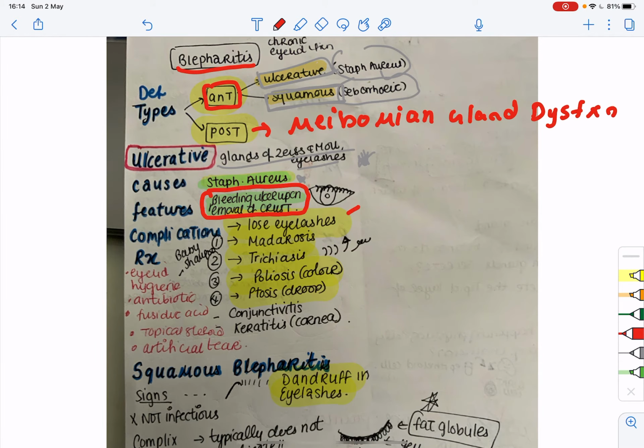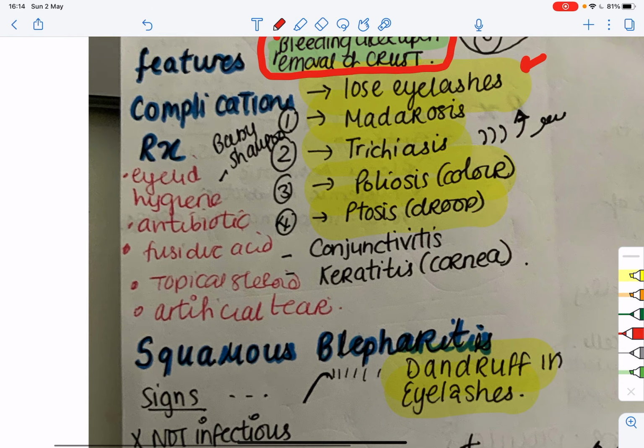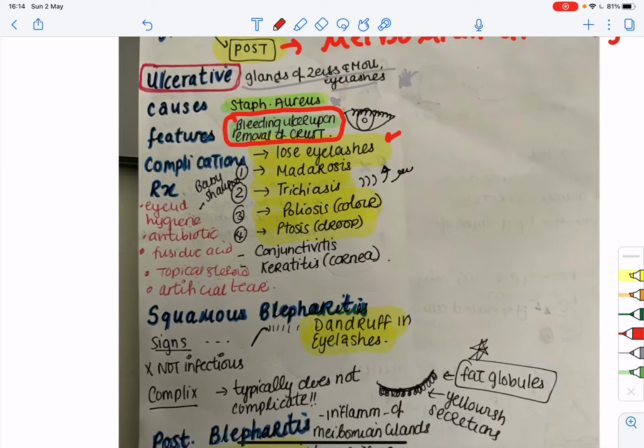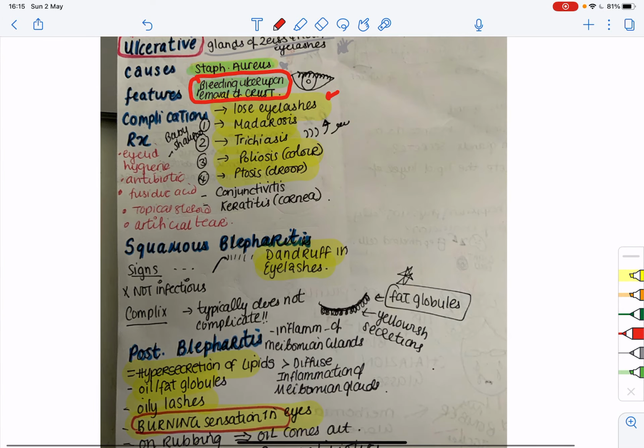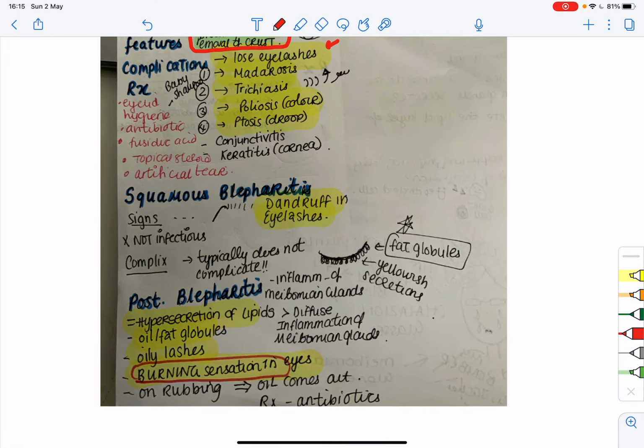You'll get severe complications, which we've already addressed, and your treatment must be eyelid hygiene, baby shampoo, antibiotics, topical steroids, and artificial tears. Then we have squamous blepharitis, which is to do with dandruff in the eyelashes. So this is a very key symptom. Dandruff in the eyelashes is not something you'll see every day, and when you do, you have to think about squamous or seborrheic blepharitis. This one typically does not complicate.